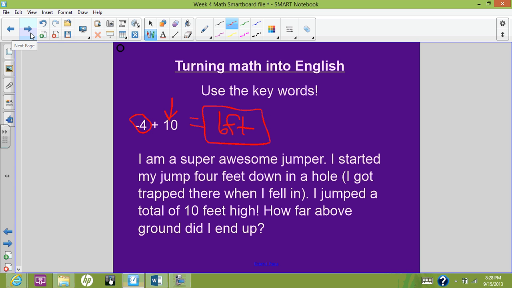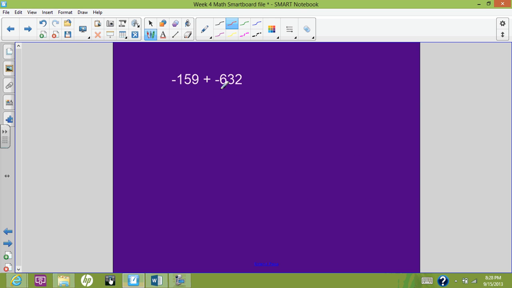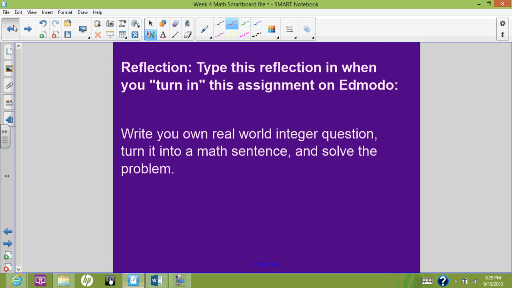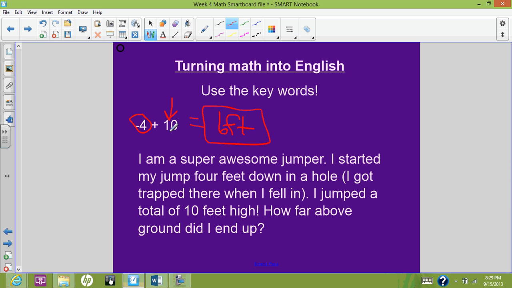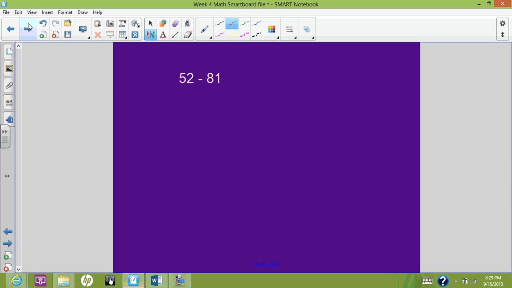Okay, so now I have 3 more for you. Write these down in your notebook and come up with some really creative word problems. I can't wait to see them tomorrow. So the next one is negative 159 plus negative 632. Pause the video and come up with a great example for that. Then we have 52 minus 81. Pause the video, come up with a good problem. And last but not least, oh, I only had 3 for you. Oh, very good. Okay, so you have 3 word problems now written, including the one that I made up about the awesome super high jumper.